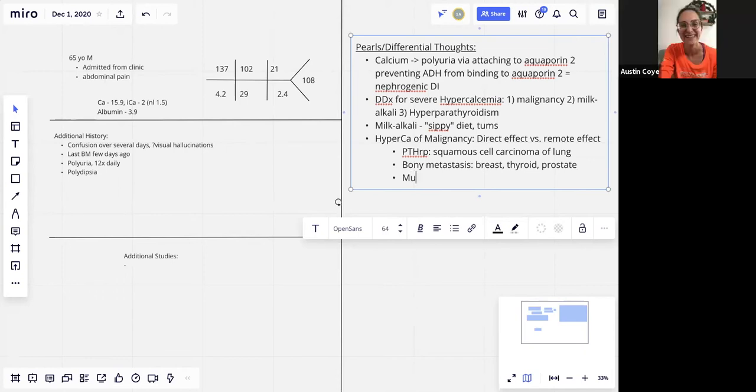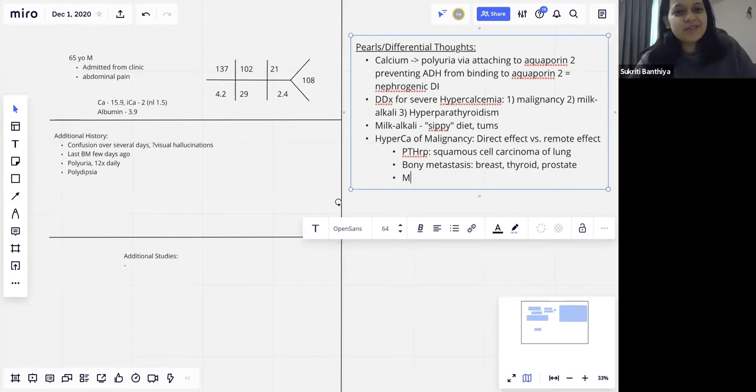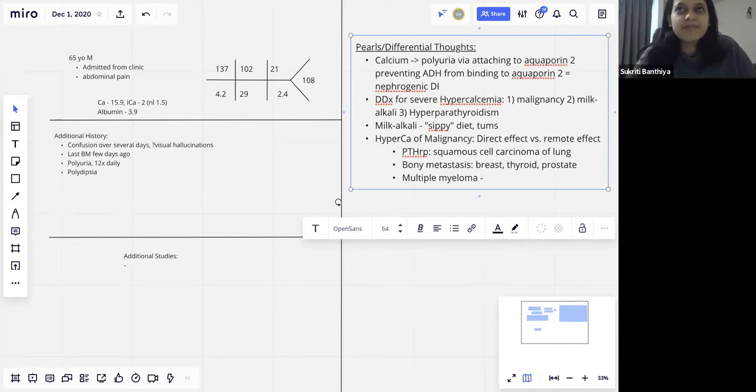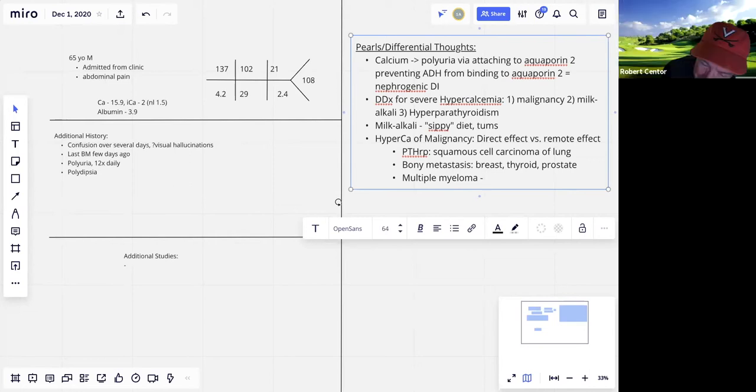Wait, Sukriti said it. What did you say, Sukriti? Multiple myeloma. Right, multiple myeloma. And how does that cause hypercalcemia? Good. That's why we have Fernand here to explain it to you.